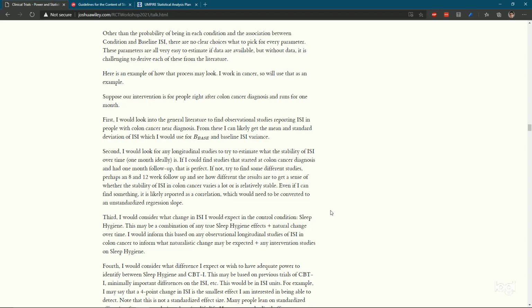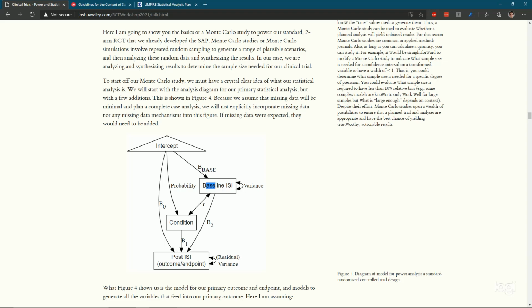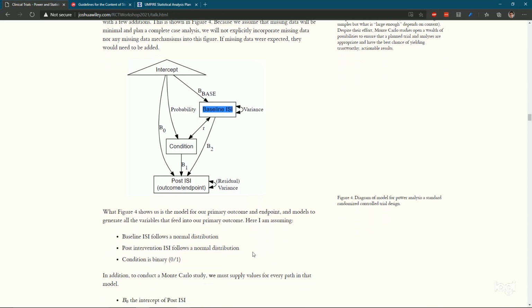The first thing I'd try to look for, if I didn't have any pilot data to base this off of, would be to look in the general literature to find observational studies reporting ISI in people with colon cancer near diagnosis, ideally at exactly the same point at diagnosis that I'm going to be recruiting them into my intervention. But I'd take as close as I can get. And from those studies, I can likely get the mean and standard deviation of ISI, which will give me my values for the B base and the baseline ISI variance. Okay? That's going to give me these parts, basically. What is the distribution of this thing? I'm assuming it's normally distributed. That may not be true, but if that wasn't, I might need to alter that distribution assumption as well.